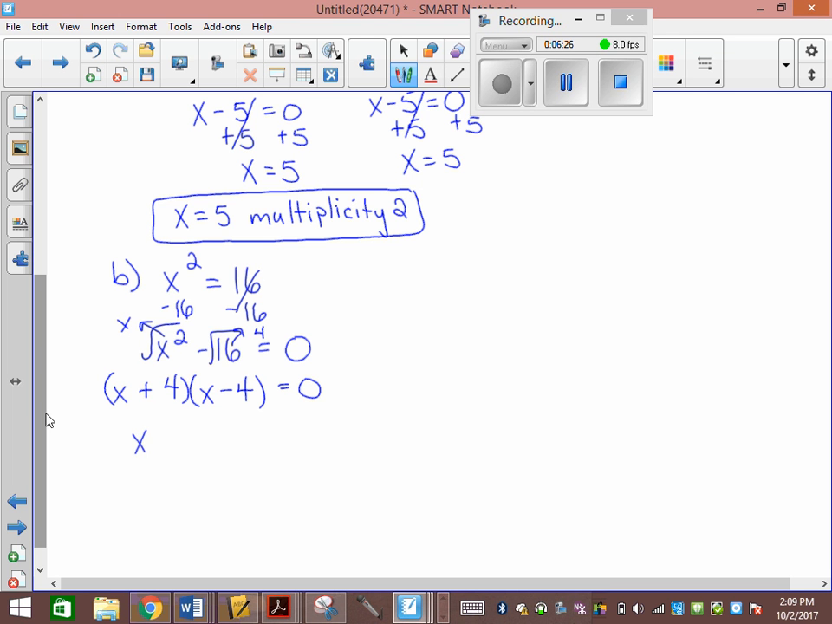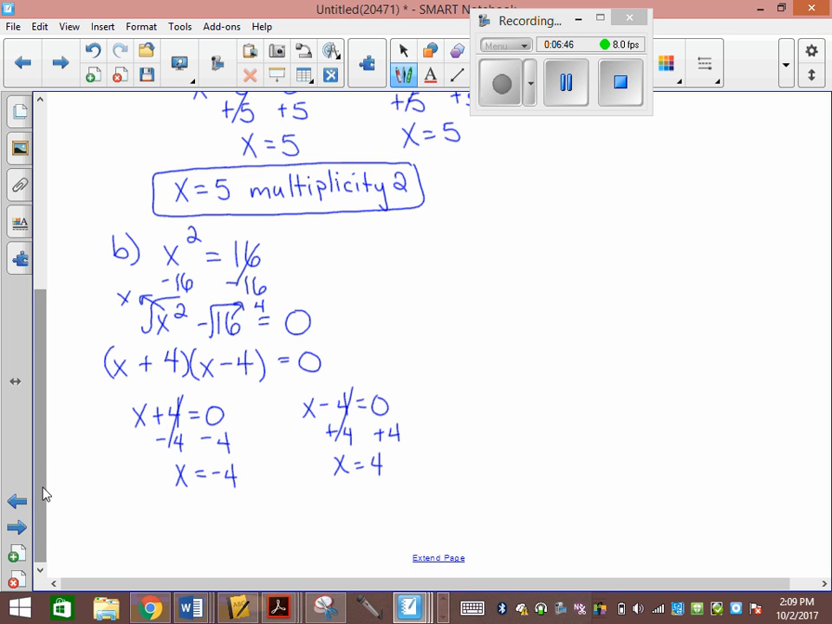So we have x plus 4 equals 0, and we have x minus 4 equals 0. For this one, I'm going to subtract the 4 over. I'm going to get x equals negative 4. And then I'm going to add the 4 over, and I'm going to get x equals positive 4. Now, you can leave them separate like that, but they'll probably put them together as x equals plus or minus 4. If you left them separate, you wouldn't be wrong.